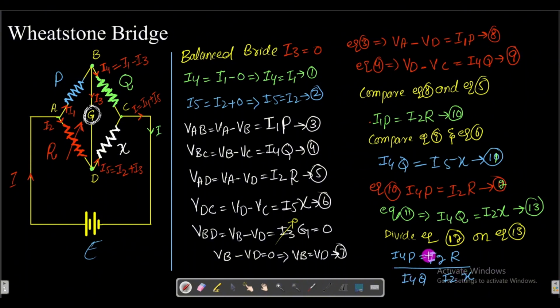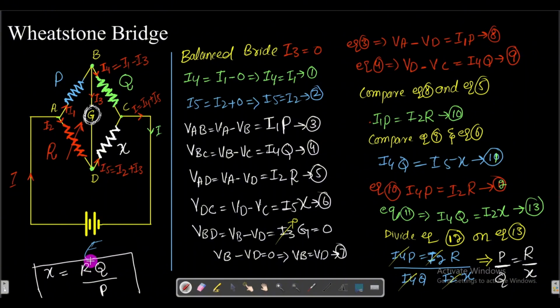So here this I4 and I4 cancel, this I2 and I2 cancel, which implies that P over Q is equal to R divided by X. So by rearrangement, X is equal to R and Q divided by P, and this is the value of the unknown resistor.